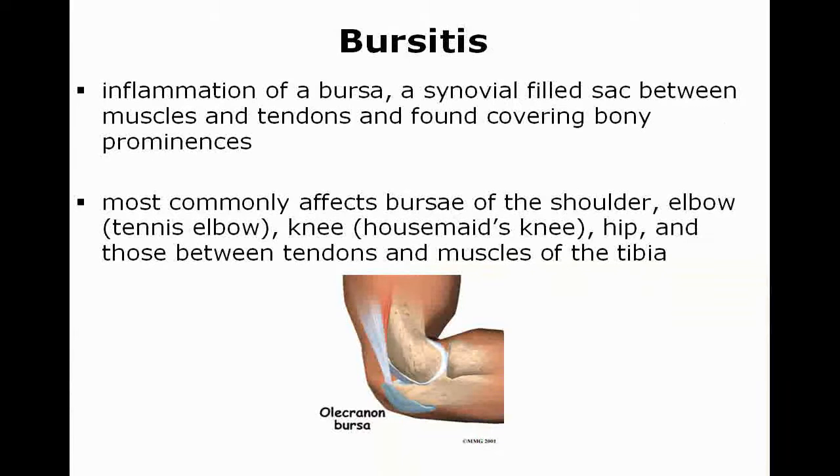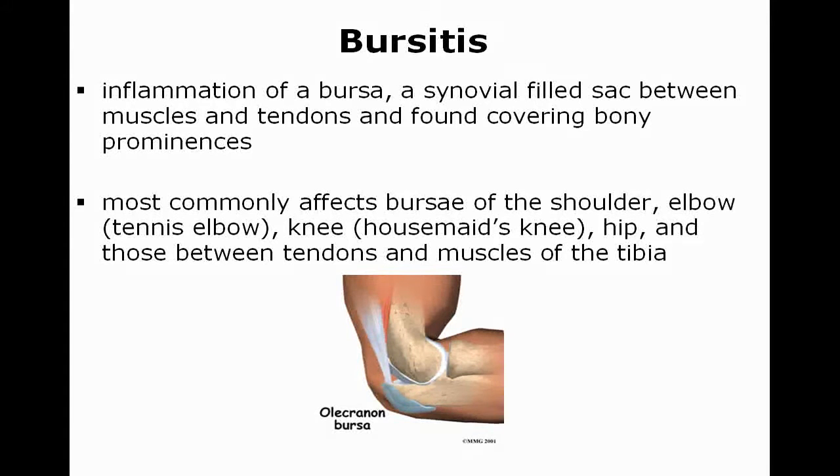Okay, now bursitis, which is inflammation of a bursa. The bursa are these fluid-filled sacs that contain synovial fluid. They're located between muscles and tendons, and these sacs often cover over bony prominences like the elbow area, the shoulder. When a person has the inflammation of the bursa, of course it's going to be painful, and it's going to be difficult to move that joint just because of the pain there.